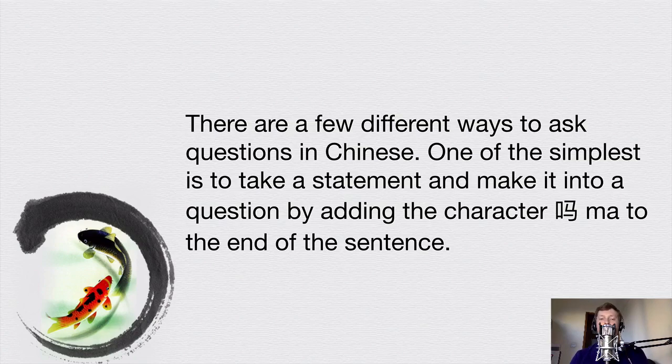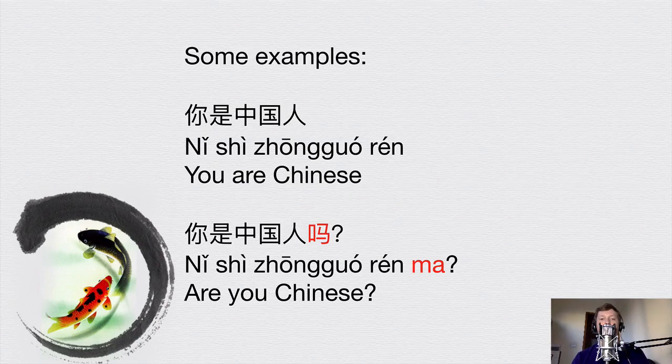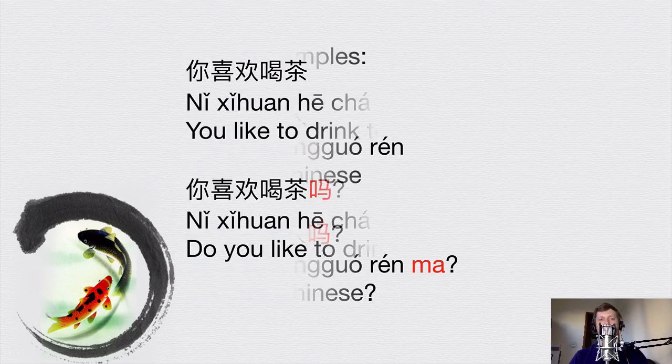So let me show you how this works in practice. You might have seen this before. For example, 你是中国人. This means you are Chinese. 你, you. 是, is or are. 中国, China. And 人, person or people. So 你是中国人, you are Chinese. To make this into a question, we would just add this question particle ma to the end of the sentence. So this would be 你是中国人吗? Are you Chinese? Let's have a look at another example now.